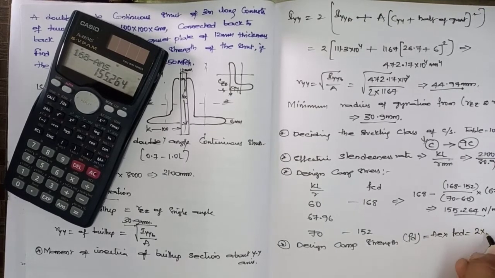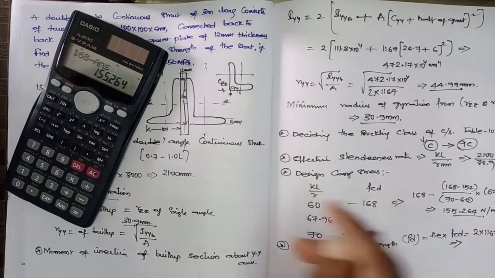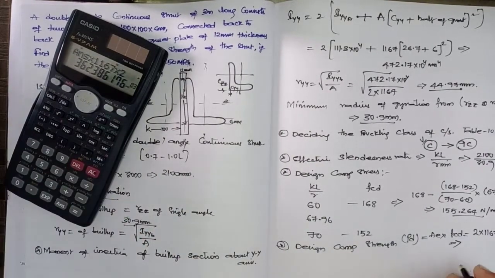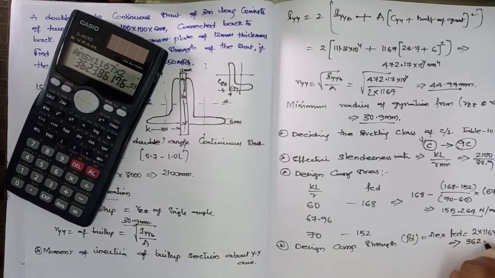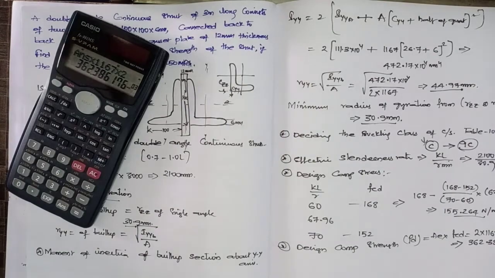Area means what? 2 into 1167 into 155.264, so 362 kilonewtons. Okay. Next we'll go for another problem, or we'll go directly for the design problem. So already in analysis we have done 4 problems on angle struts.